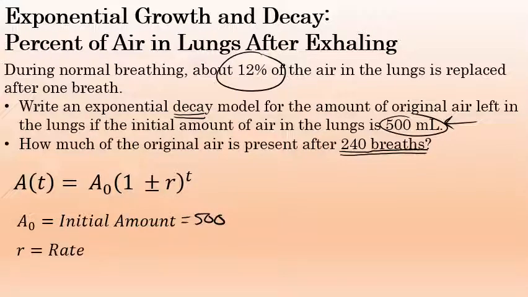R is the rate of growth or decay. And in this problem, the amount of that original air is going down each time we exhale, and the rate that it is going down is 12%. In this formula, we're writing the rate as a decimal. 12% as a decimal is of course 0.12. And in the formula, t represents time. But this formula is very adaptable. It can be used in a lot of different situations.